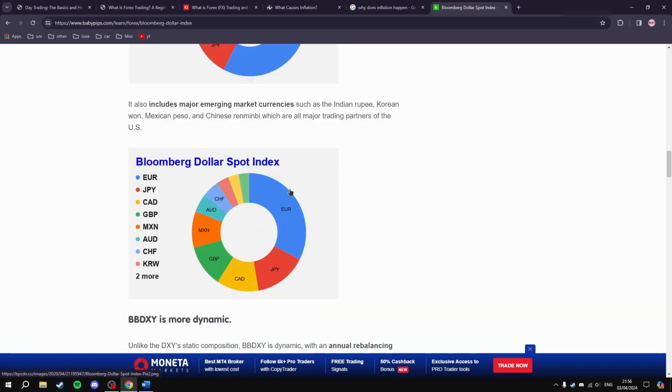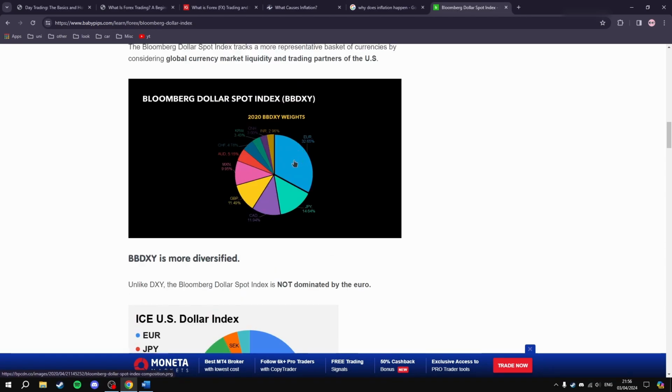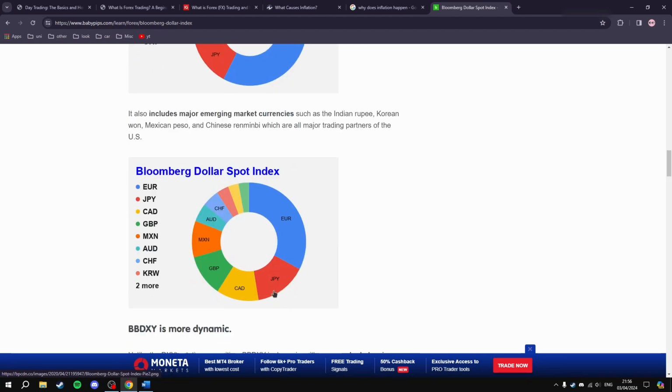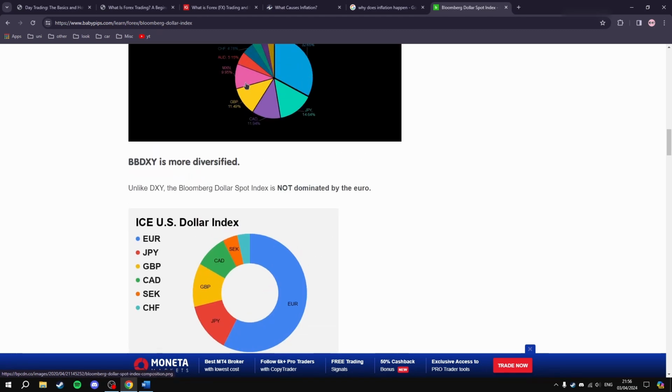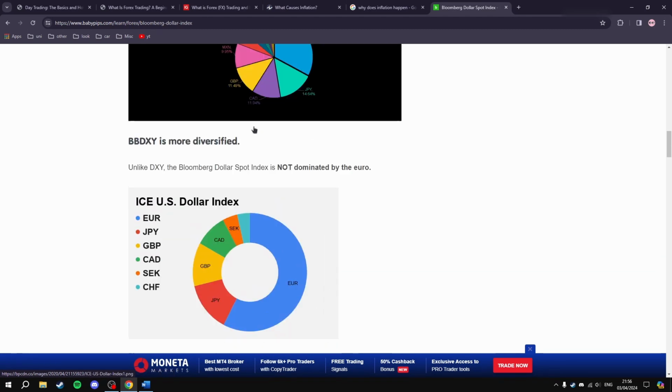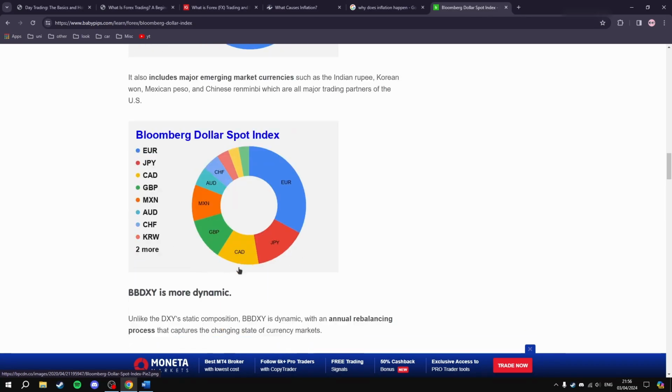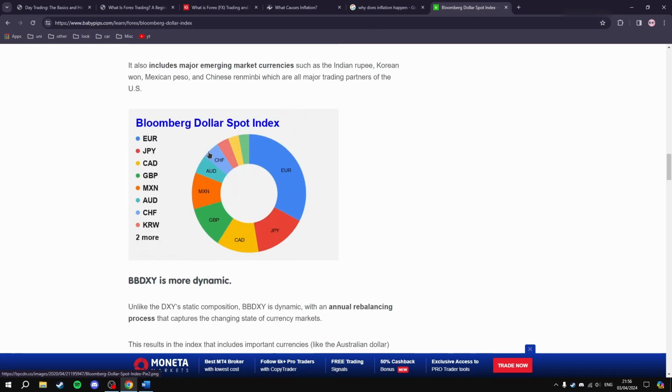Oh, is that euro there? 32.65%, JPY, CAD, GBP, MXN. Yep, that's the same chart as that, but not in pie chart form, whatever this is.